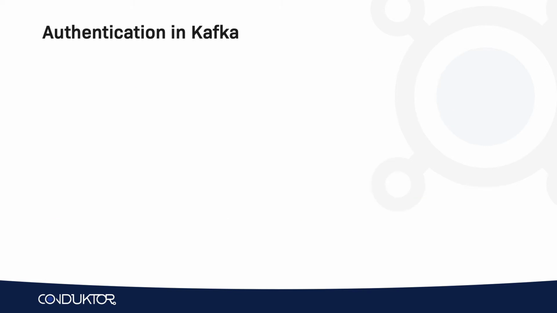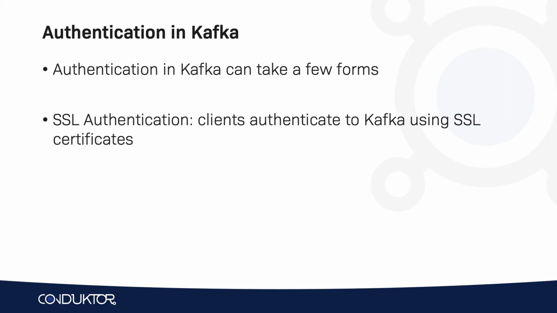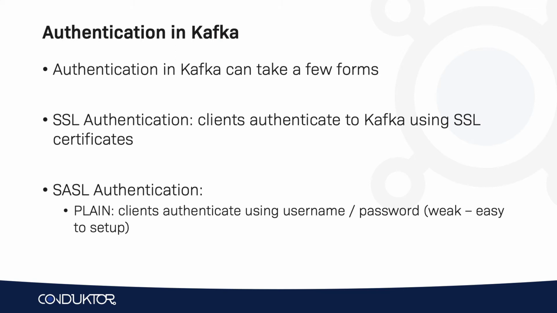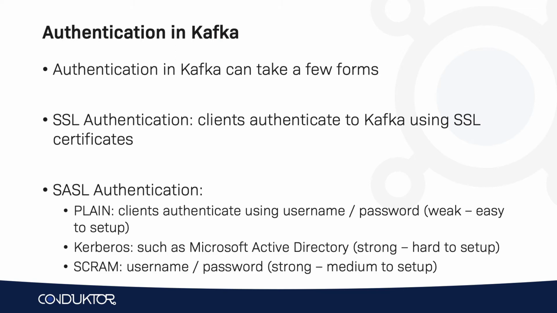So to do authentication in Apache Kafka, it can take a few forms. There could be SSL-based authentication. In this case, the clients can authenticate to Kafka using SSL or TLS certificates. But there's also SASL-based security: plain SASL, which is to use username and password, Kerberos, SCRAM, and there are other SASL mechanisms being added over time in the Kafka documentation, so you can check it out. But the idea is that you have different ways of setting up the Apache Kafka security. Some that I've seen in corporations is using Kerberos, some is using SCRAM, and so on.